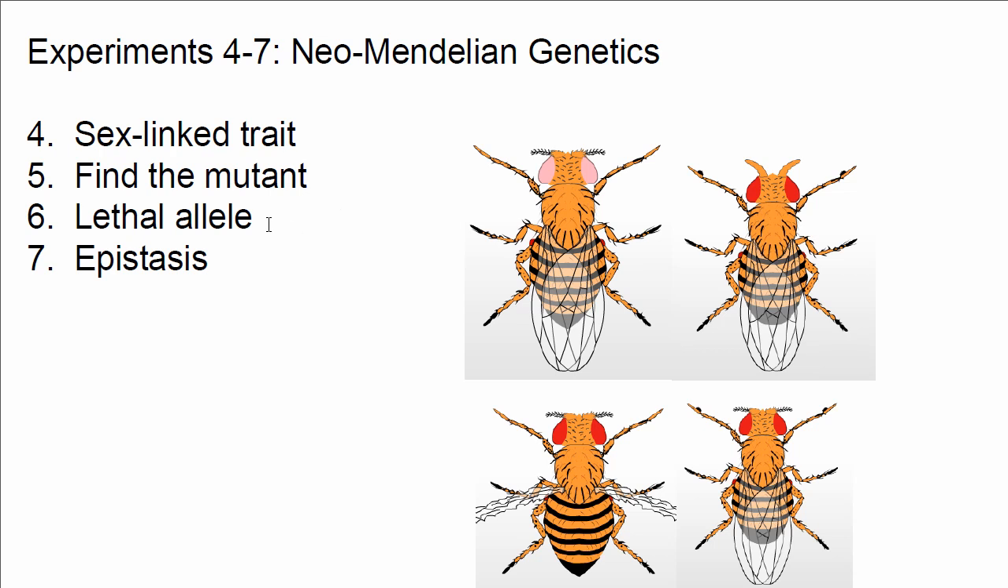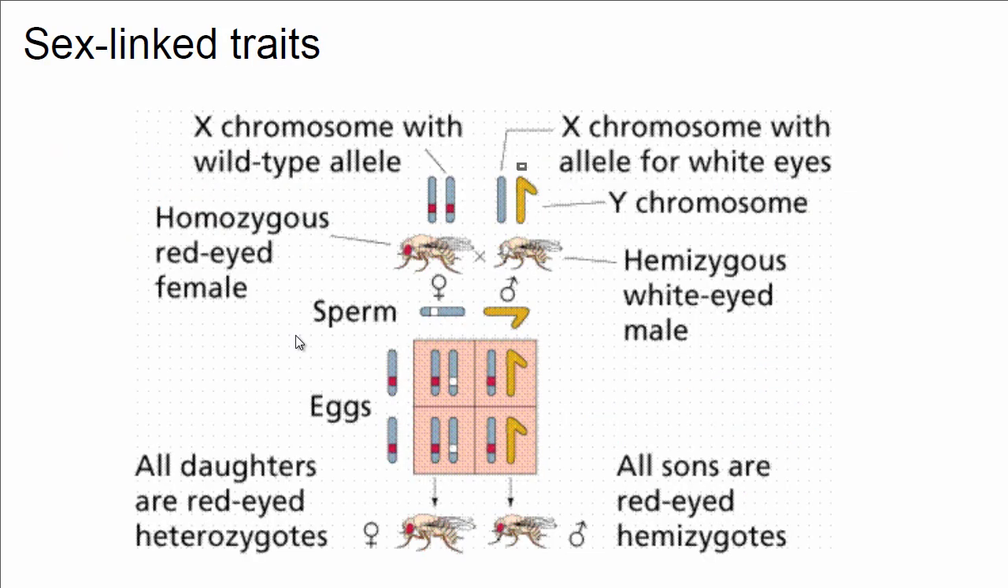In the case of the lethal allele, you'll be looking at this Aristopedia antenna, which has a very interesting trait in that it's lethal when homozygous. And for number 7, you'll be looking at a case of epistasis, which is where one gene blocks another. In this case, we'll be trying to determine, does vestigial wings block incomplete veins, or does incomplete veins block vestigial wings? So let's take a closer look at the sex-linked traits.